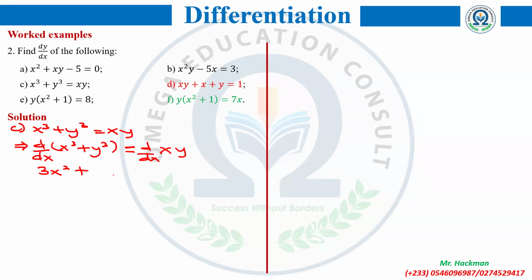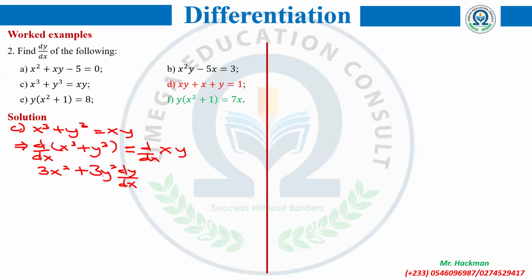3y squared dy dx. Remember, I've told you, anytime you are differentiating and you have a y term, even in my introduction, the steps in differentiating an implicit function, you were told that if your term contains y, you always attach dy dx to the differential. So it means we are going to get 3y squared, then you attach dy dx. It cannot only be the 3y squared without this.